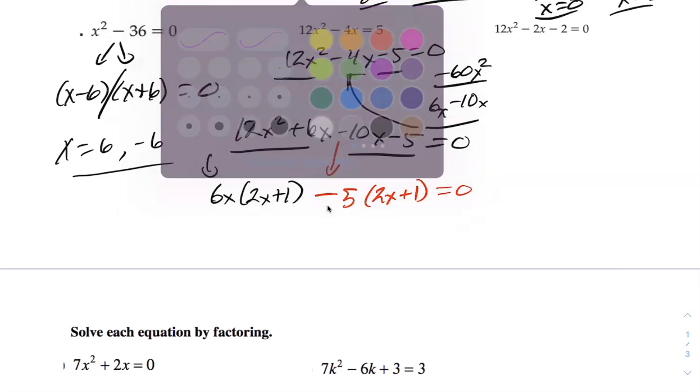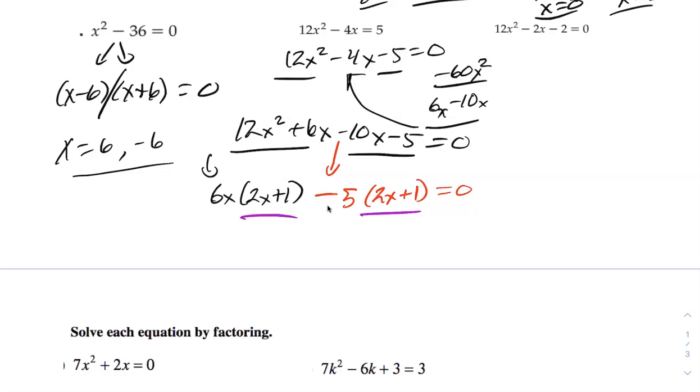Alright, so you have that. And then we could factor. They both have a 2x plus 1 in common. That's gone. And look what's left over, 6x minus 5. And then we're still not done. That's just factoring. We still got to solve it now.